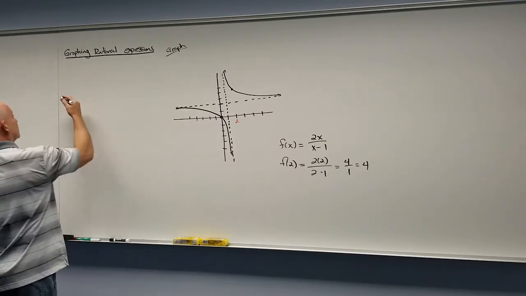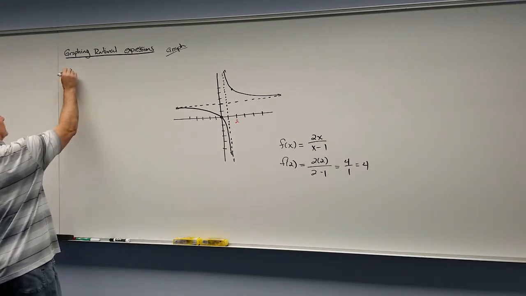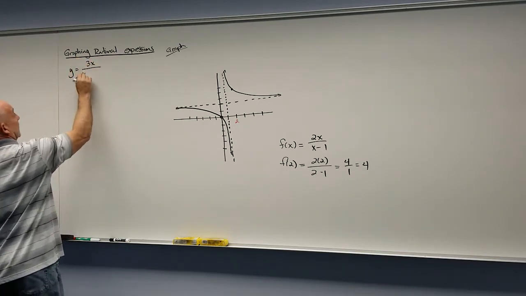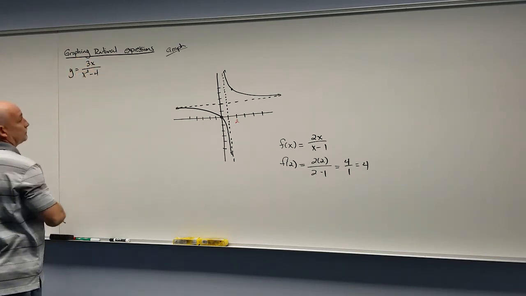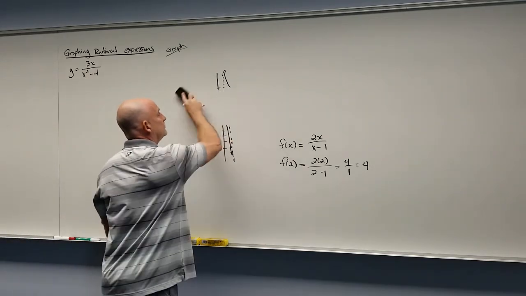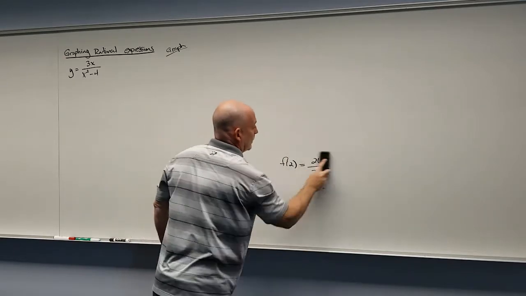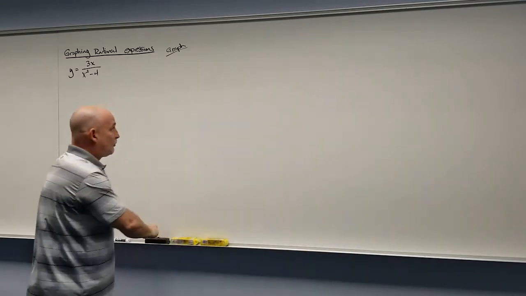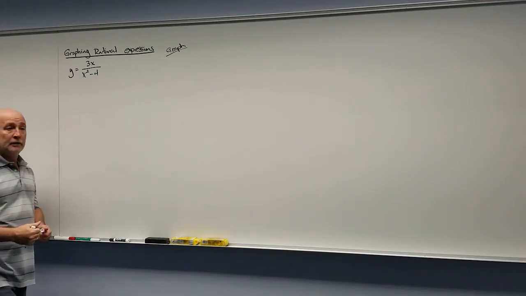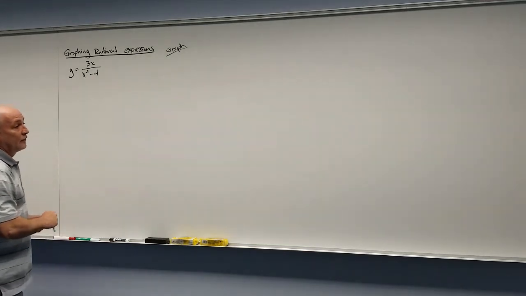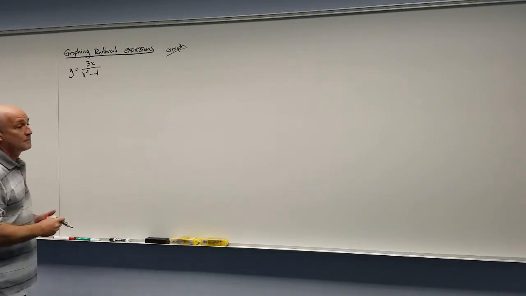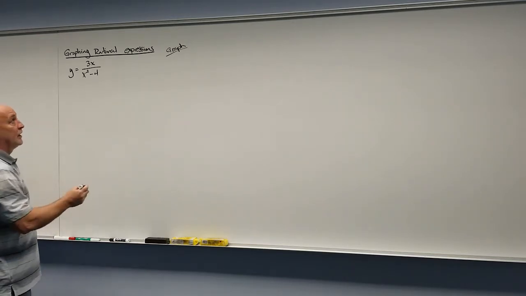Again, same directions, we're still graphing. Let's say that this is our function now. Let's do 3x over x squared minus 4. All right, so do me a favor, pause the video, see if you can find the x-intercepts, y-intercepts, vertical asymptotes, horizontal asymptotes, and slant asymptote if it has it. All right, let's see how you did.